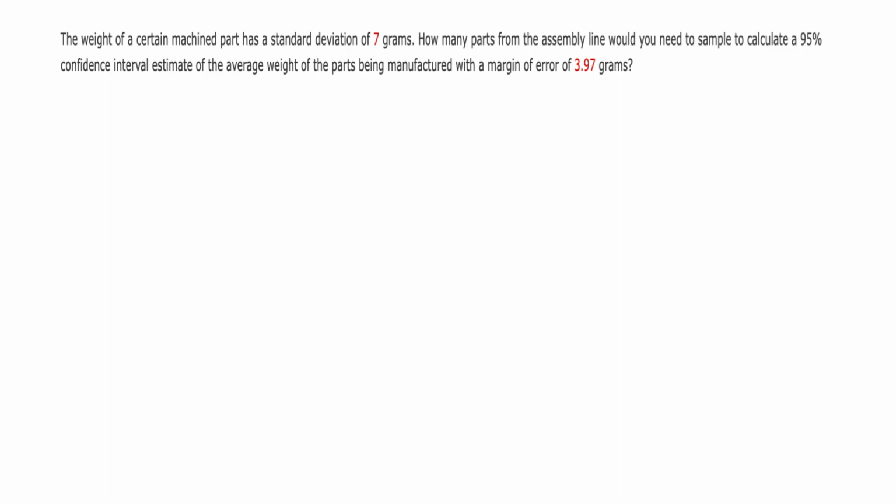So it's like you're trying to figure out what the population mean of this machine part is. So you want to pull enough items off the assembly line to make sure that you can guess that mean within a certain range. So it's like you're starting with the confidence interval, saying you don't even know what the X bar is yet, but you know you want the margin of error to be 3.97 grams or less.